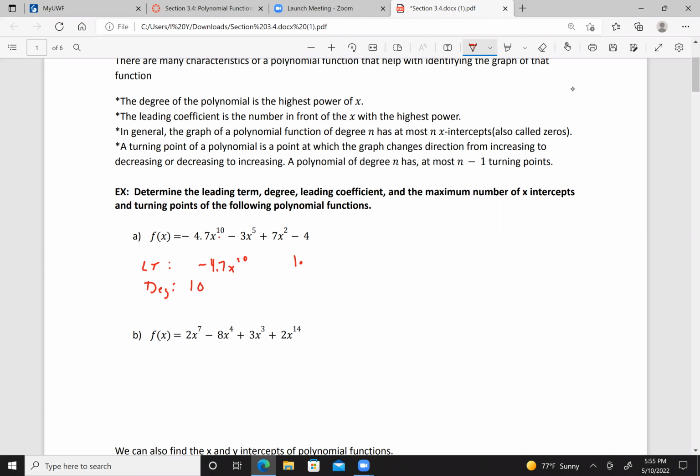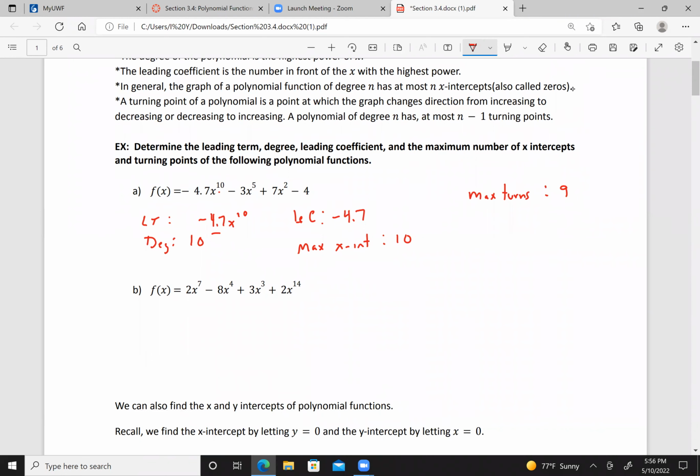Our leading coefficient, well, that's just negative 4.7. Maximum number of x-intercepts, well, that's the degree, right? n, which is 10. And max turns is n minus 1, which would be 9. Okay, so let's look at another one here.